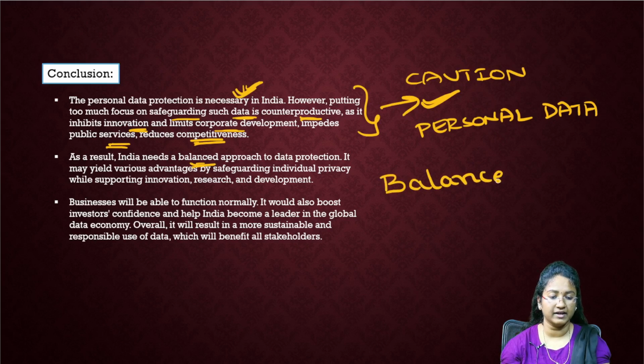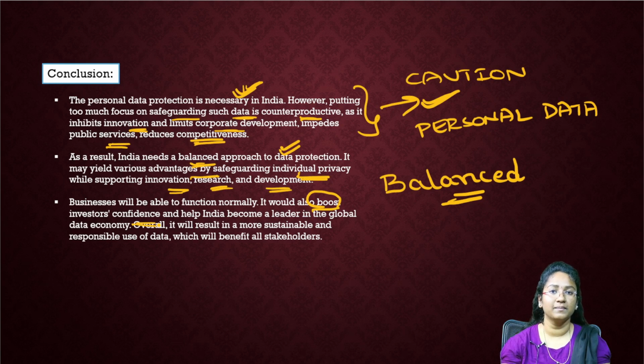For any initiative taken by the government, a balanced approach is needed, right? So even for data protection, a balanced approach is needed. It may yield various advantages by safeguarding individual privacy while supporting innovation, research and development. So then what will happen? Businesses will function smoothly and normally, and it will also boost investors' confidence. When personal data is properly protected, it will boost the confidence of investors, and it will help India become a leader in the global data economy.